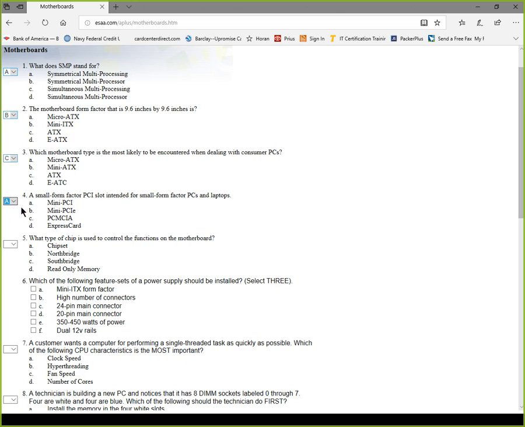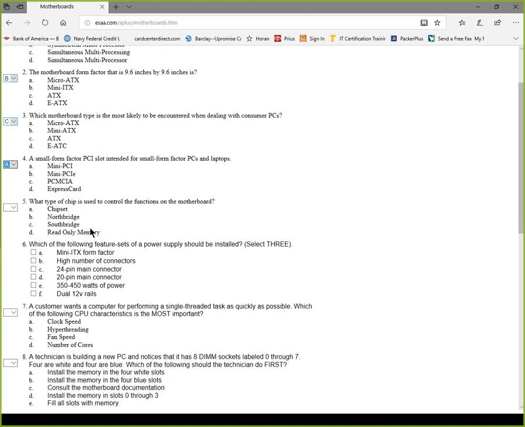A small form factor PCI slot intended for small form factors PCs is a... Okay, we'll go with A. And this one, I think the question answers itself, doesn't it? PCMCIA is a card that goes into it, got an express card and those things. The PCIe we wouldn't consider a PCI; it's considered its own entity there.